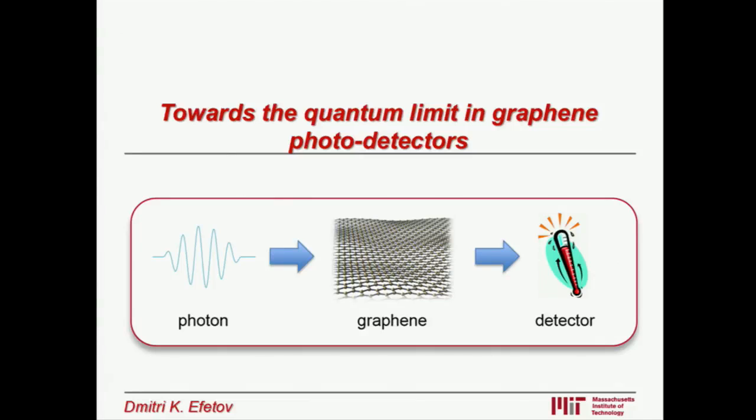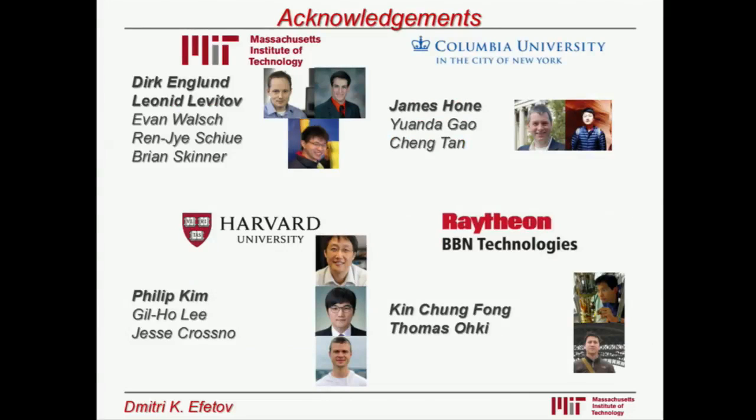Right, so I'm going to tell you about some work which we're trying to wrap up at MIT. There are several papers which we just submitted and which are going to come out soon. Basically, we try to explore the quantum limit of graphene photodetectors. This is our team. This work was done mostly in Dirk Englund's group, but we also collaborated with Philip, who provided some of the devices. Jim Hone also provided some devices to us. And this project was also driven by Kin Chung Fong, who's at BBN Raytheon.